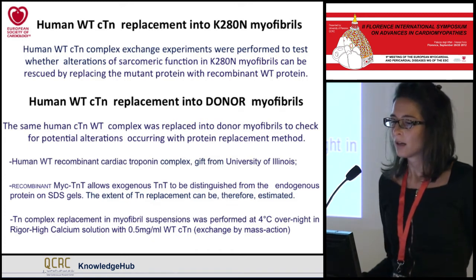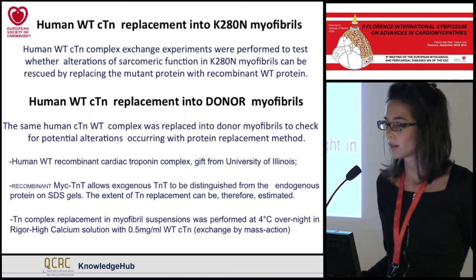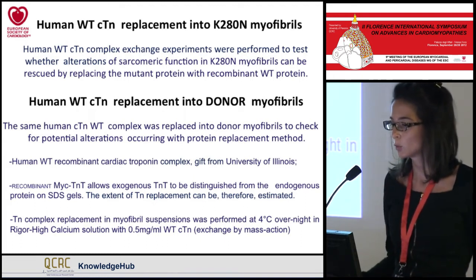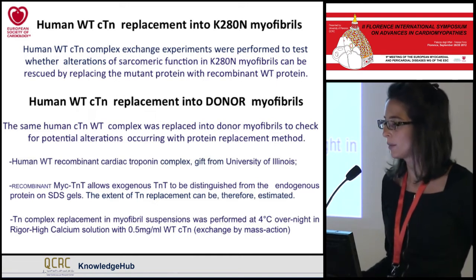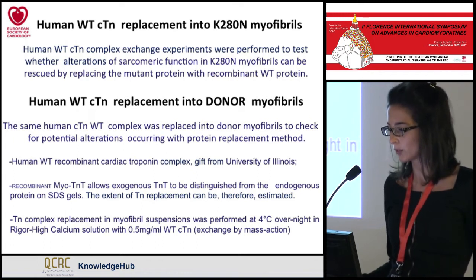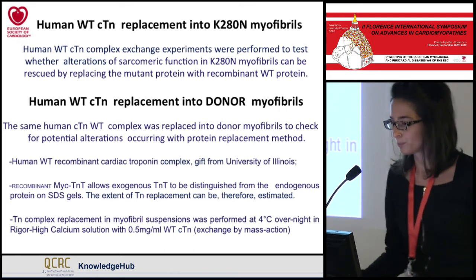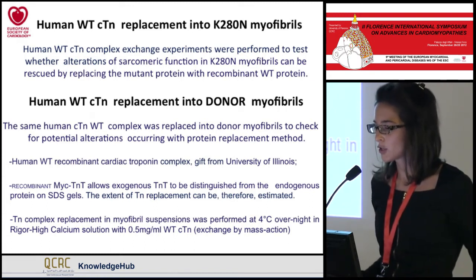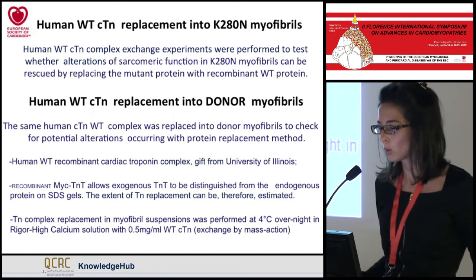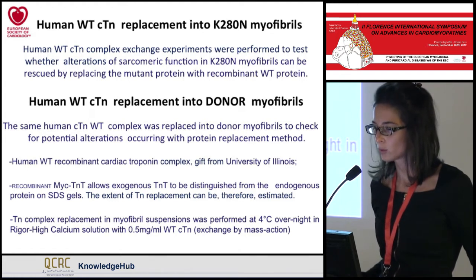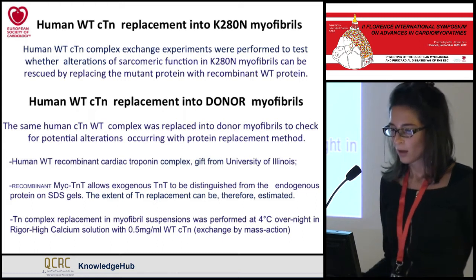In the first experiment, the human wild-type troponin complex exchange was performed to test whether alteration of the sarcomeric function in mutant myofibrils can be rescued by replacing the mutant protein with a recombinant wild-type protein. And the second exchange experiment was done to check for potential alterations occurring with the protein replacement method, using the same troponin complex in donor myofibrils.